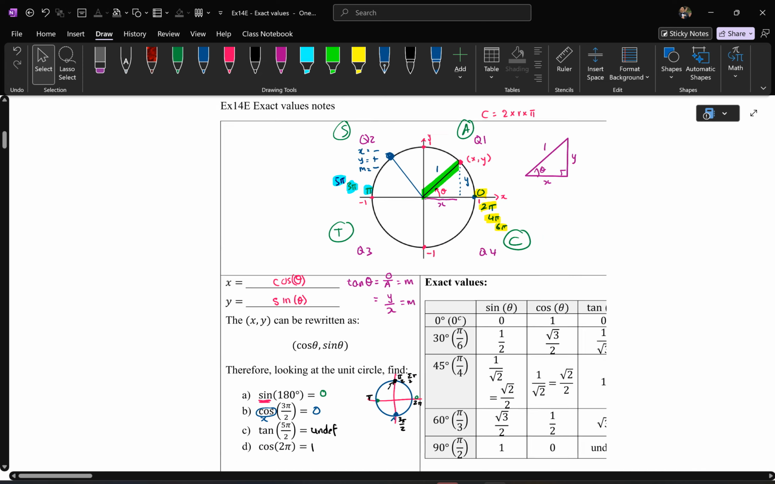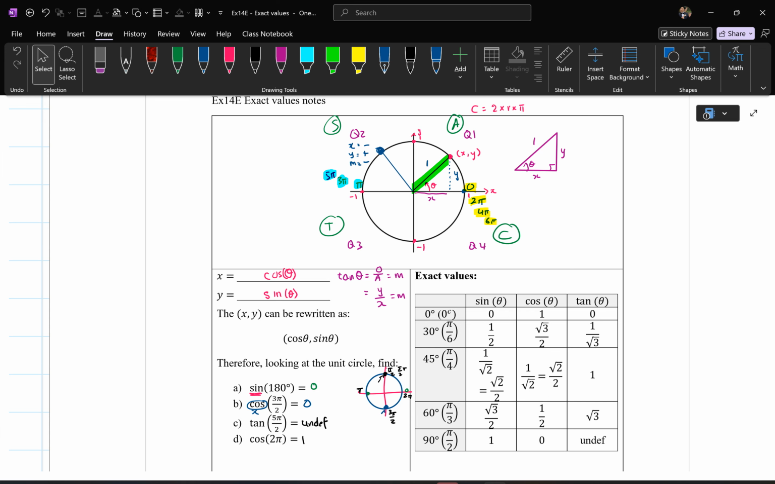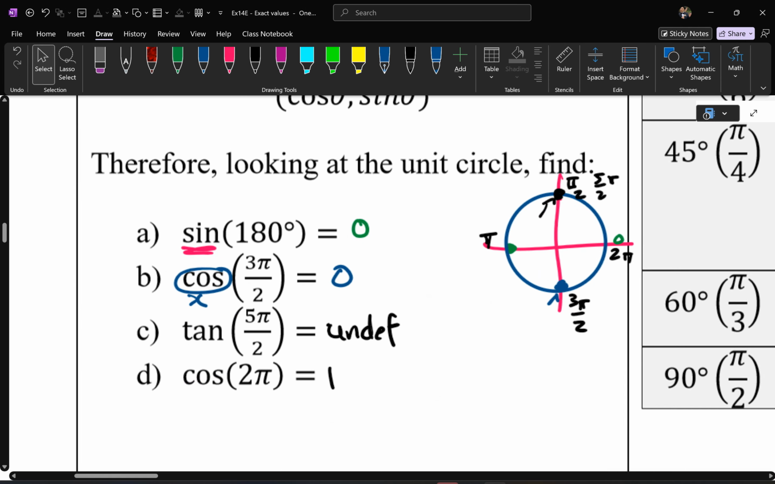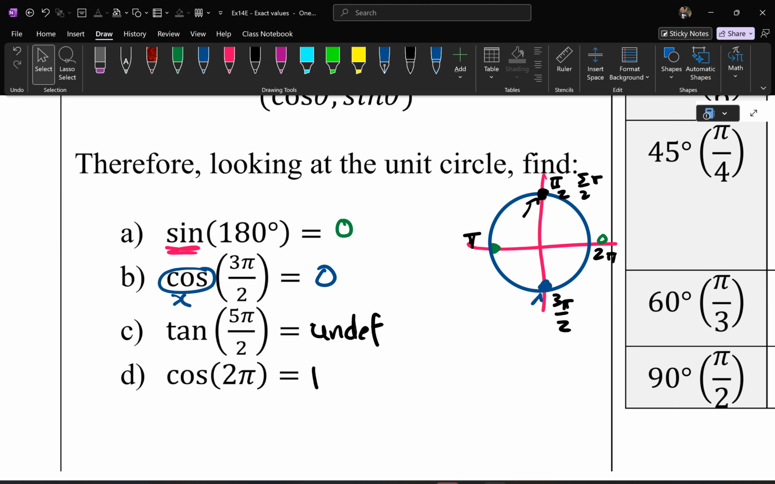So what I just did just now, that's a recap of the theory for chapter 14. Today, I'm going to teach you to memorize these values. So what you've got here is the key points. 180, 3 pi on 2, 5 pi on 2, 2 pi. You're really just working on these axes. But what happens if you're in between? So 45 degrees, 30 degrees, 60 degrees, and 90 degrees. There are special angles for you to memorize.